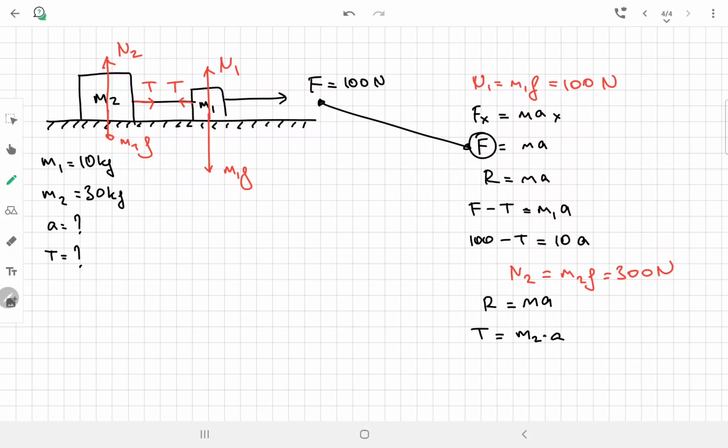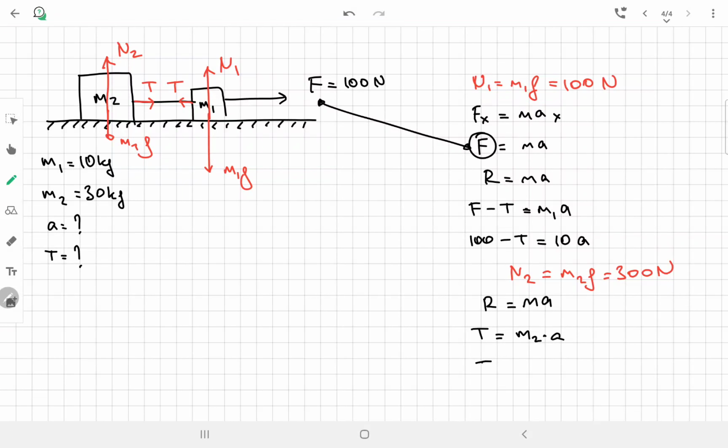So here you should remember that these two objects will move with the same acceleration because of the rope. This is not a spring, this is a rope. It means if you move the first object, for example, for 1 meter, the second object also will move for the same 1 meter. It means they have the same velocities at any time, and they will have the same accelerations at any time.